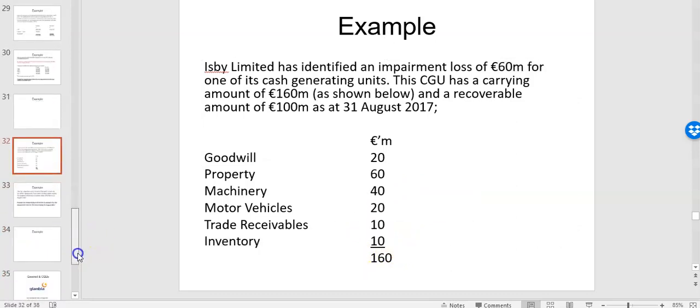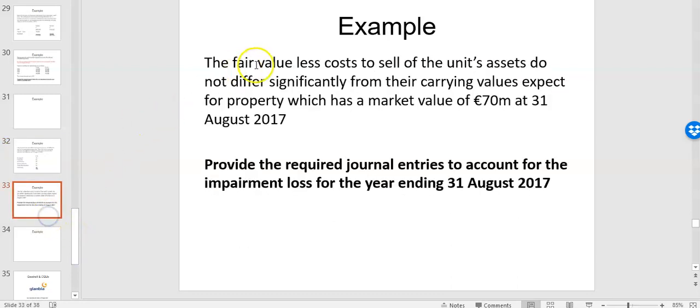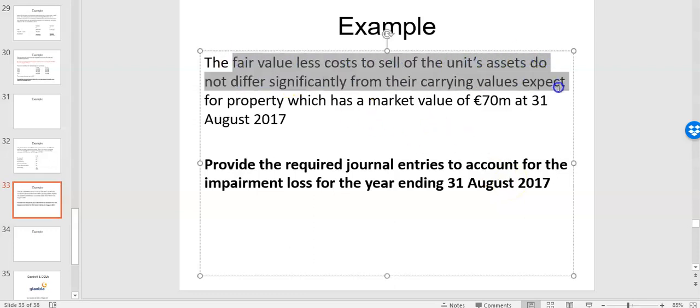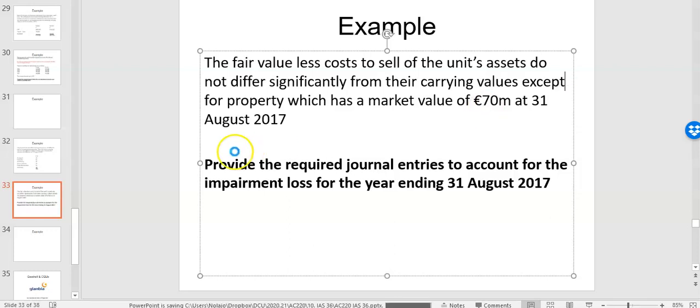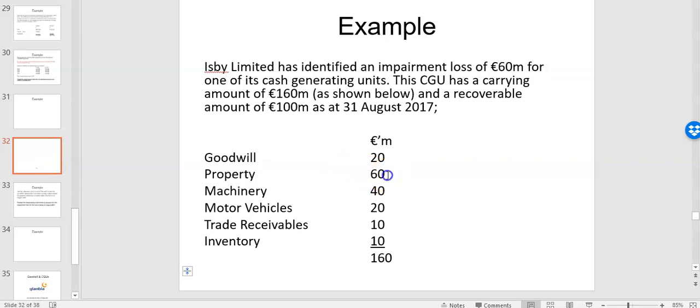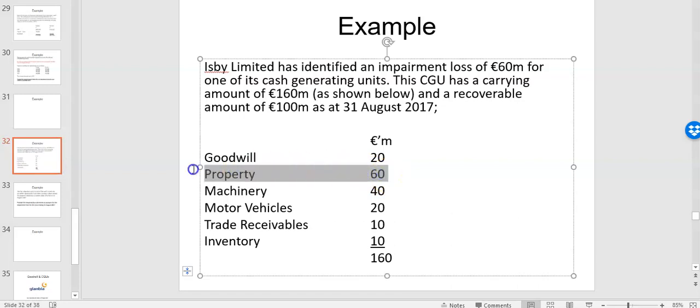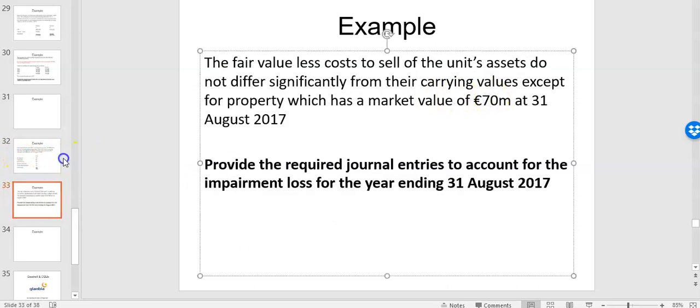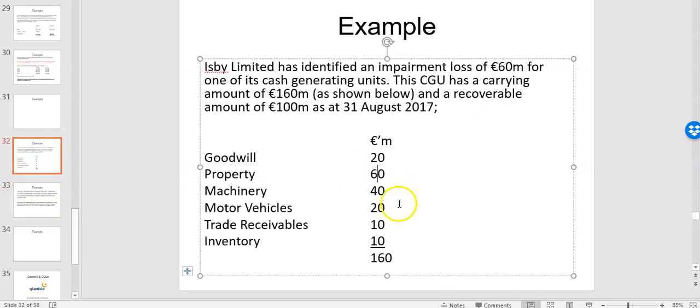So when we're coming to our allocation, we're trying to figure out how to allocate that impairment loss. You're told the fair value less cost to sell of the unit's assets do not differ significantly from the carrying values, except for property, which has a market value of 70 million. So actually, it won't get impaired at all because its recoverable amount is higher than its cost. So you don't write that down at all.